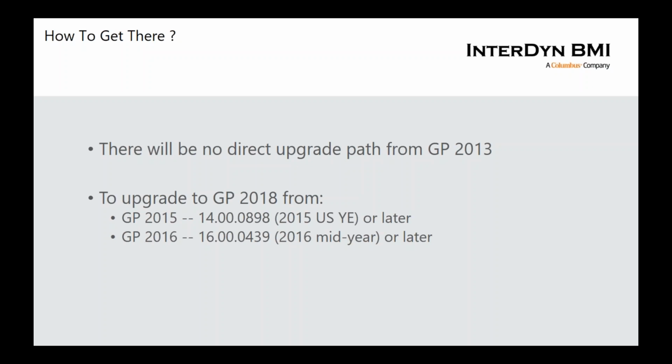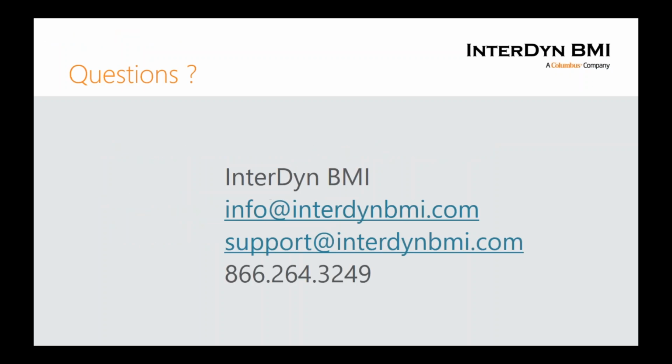Now, if you're not on one of those, that of course doesn't mean that you can't get there. You just have to get to one of these before you get to 2018. And so if you're on 2013, you'd have to go from 13 to 15, this particular version of 15, and then on to 18, or you could go from 13 to 2016 to 2018 based on these version numbers. And so with that, that was a very fast overview of some of the things that are going to be in GP 2018 when it ships December 1st.